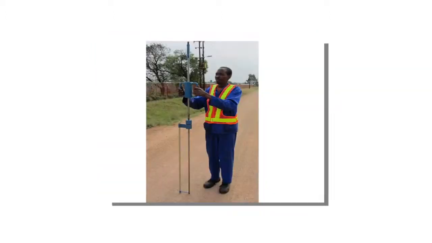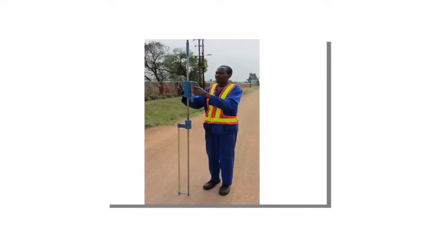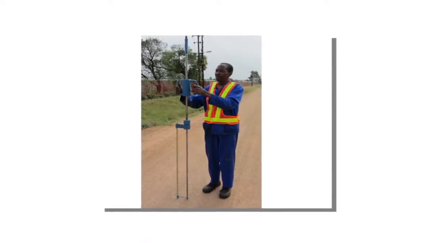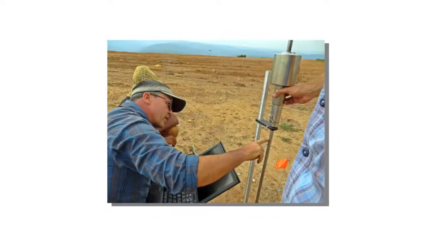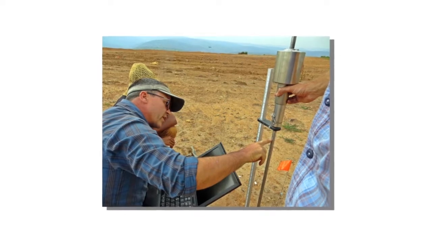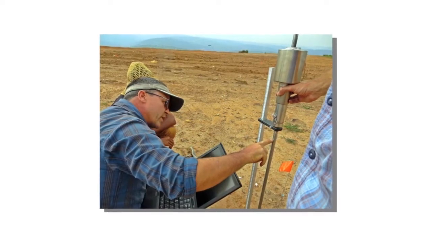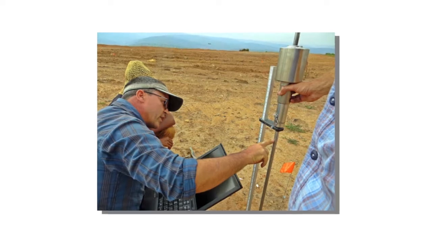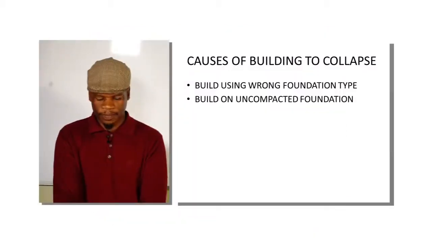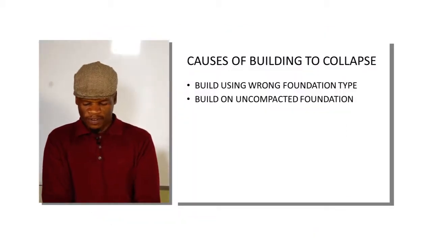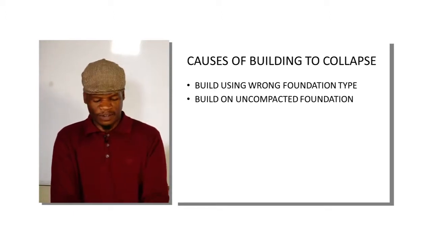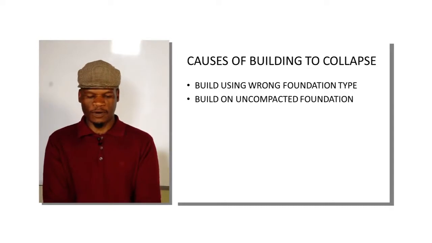How to use it: you just drop the weight, and how far it goes down into the ground, that measurement will tell you how strong it is. You record that measurement, and then you can test how much load it can carry, whether you have to build a double story or a single story, and that will be determined by that testing. Then the cause of a building collapsing is a wrong building foundation, or if you didn't compact your foundation fully, the building can collapse.